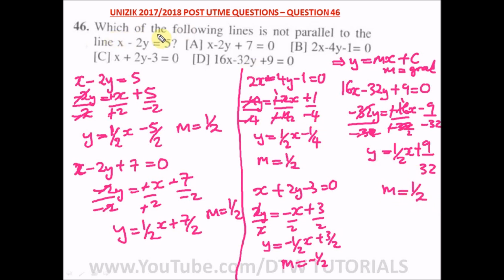Okay, so the question says which of the following lines is not parallel to this line? So the answer is this particular equation, which has a gradient of minus half, where the gradient of this line is half. So this line is not parallel to this line. And don't forget, from the beginning I said the only time lines can be parallel is when their gradients are equal. So our right option here is option C.